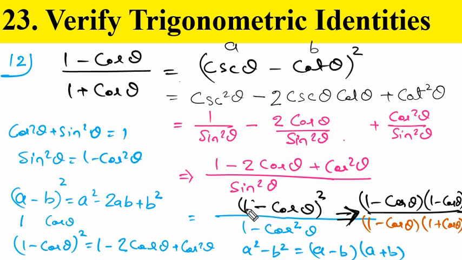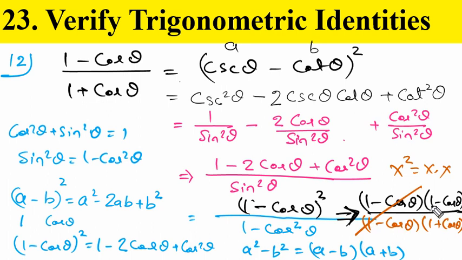Now what you see here, 1 minus cos theta whole square, I have written down because x square you can write x multiplied by x, right? So for 1 minus cos theta whole square, I have written 1 minus cos theta multiplied by 1 minus cos theta over 1 minus cos square theta. I have used this formula, a square minus b square gives you a minus b multiplied by a plus b, that is 1 minus cos theta multiplied by 1 plus cos theta. Now you cancel 1 minus cos theta and 1 minus cos theta.